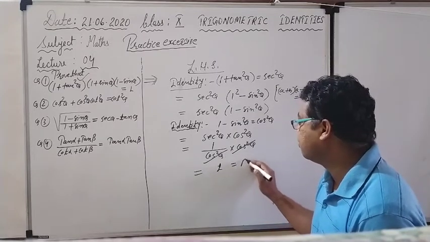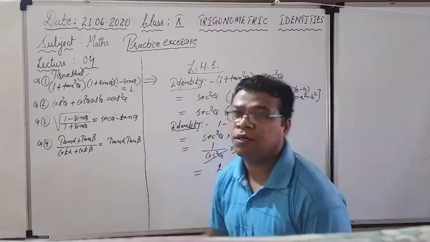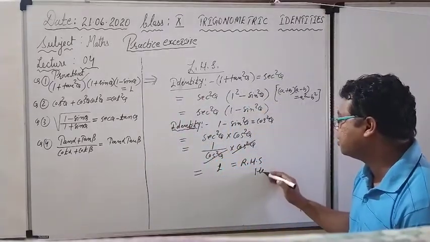And that 1 is equal to the right hand side. You can see, on the right hand side I have to prove 1. So in this way I can write down, hence proved.